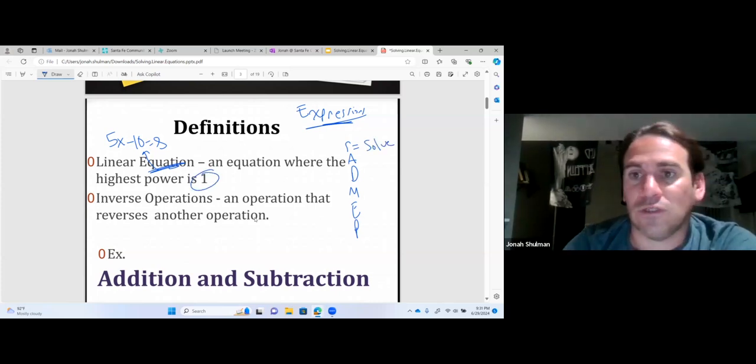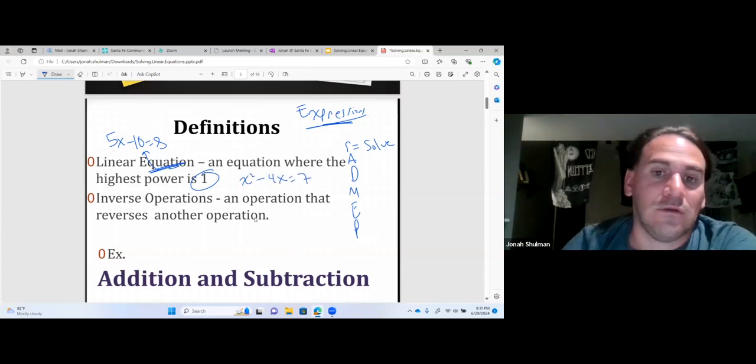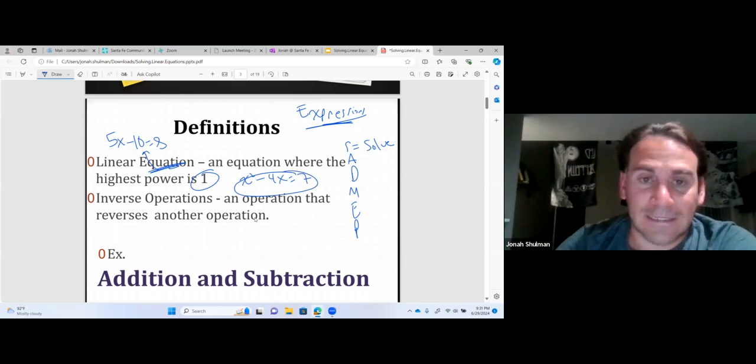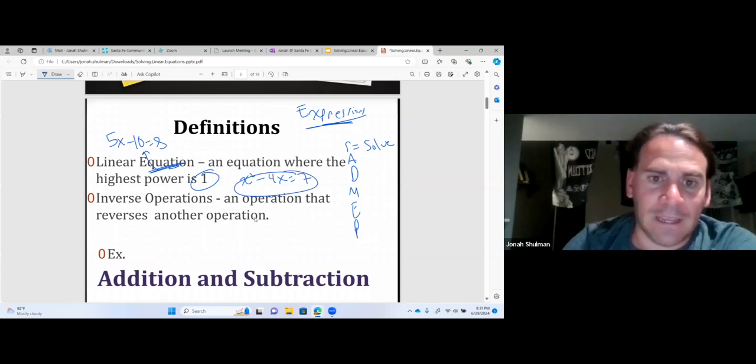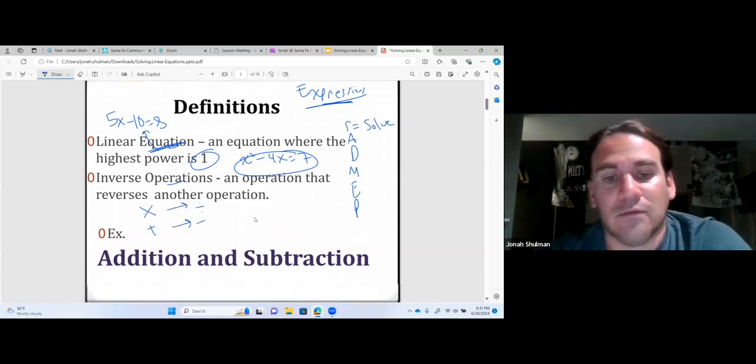This is different from like a quadratic or a cubic, which would be like an x squared minus 4x equals 7. That's different because this is x to the first. That makes it linear. And inverses just mean the opposite. So multiplication goes to division, adding goes to subtraction, things like that.